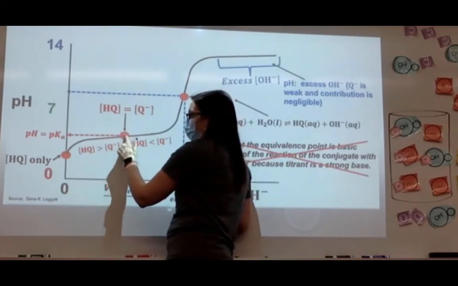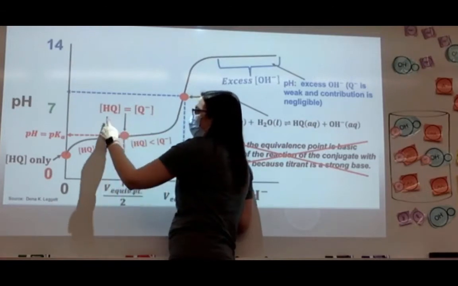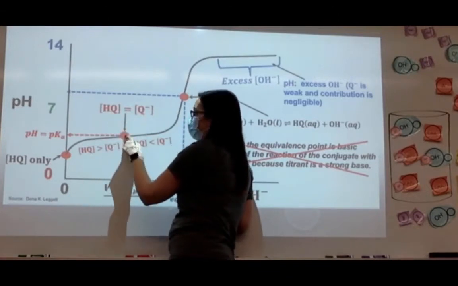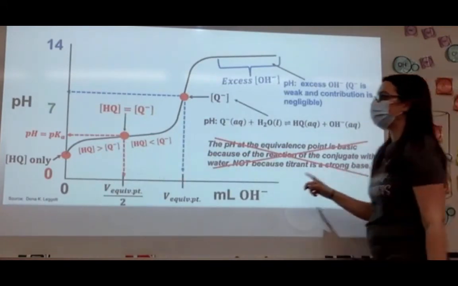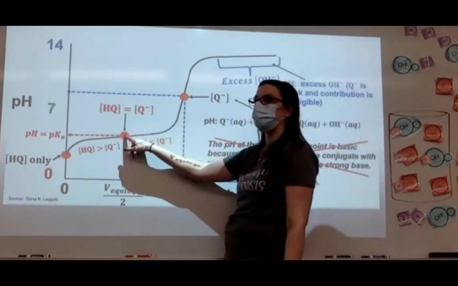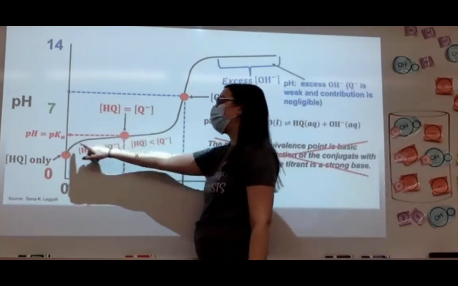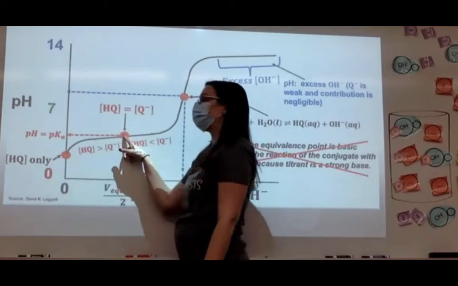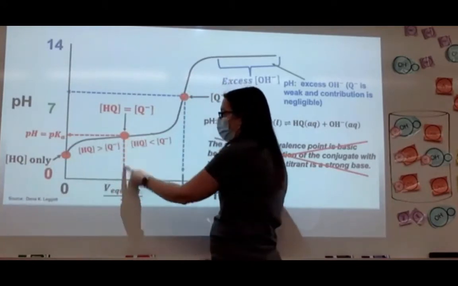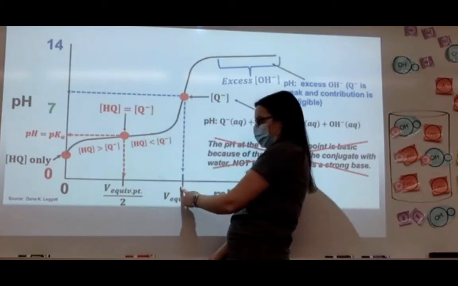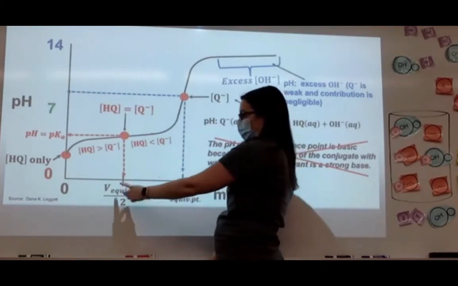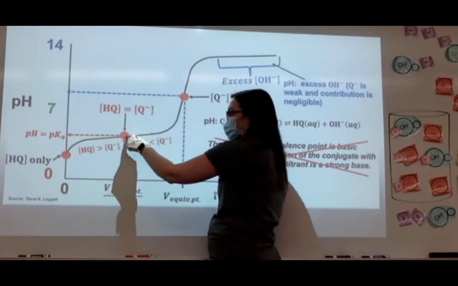At this point, my acid and my conjugate base are equal. My acid and conjugate base are equal. This is the half equivalence point. The half equivalence point is where pH equals pKa. Notice the equivalence point happens at a certain volume. When I divide that volume by 2, that's the half equivalence point.